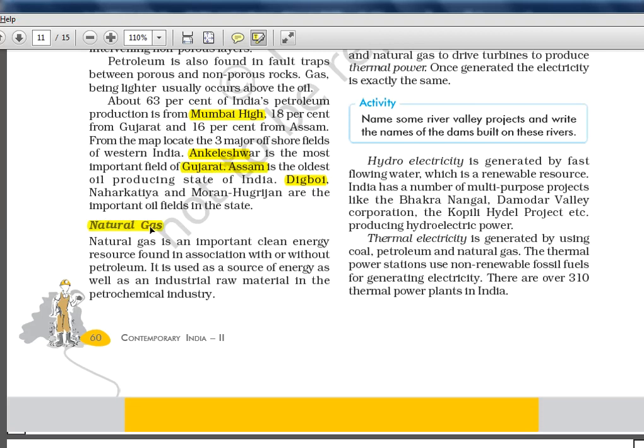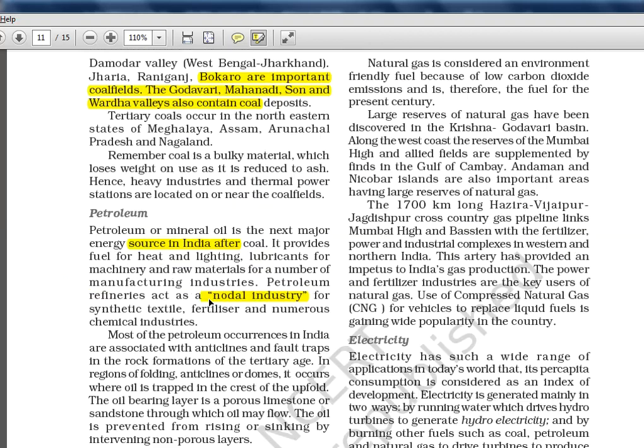Now we'll see natural gas. Natural gas is again an important clean energy resource. Industrial raw material in the petrochemical industry, the same industries, byproduct it is, and it is considered an environment friendly fuel. Okay, natural gas, not like petroleum. And here also all the river basins, Krishna Godavari is there, Ganga basin is there, Kaveri basin is there, everywhere natural gas is found. Then Gulf of Cambay.